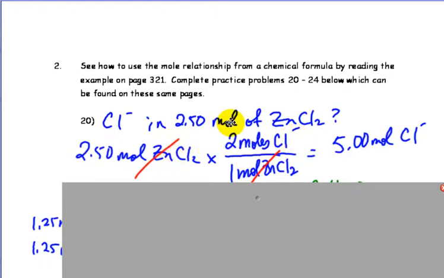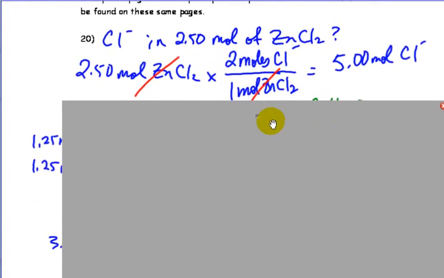So going from 2.5 moles of zinc chloride to however many moles of chlorides, I set this up like this so that I can cancel moles of zinc chloride, leaving moles of chloride ions. So 5. It's a 1 to 2 ratio, therefore if I have 2.5 moles, I have double the amount of ions.